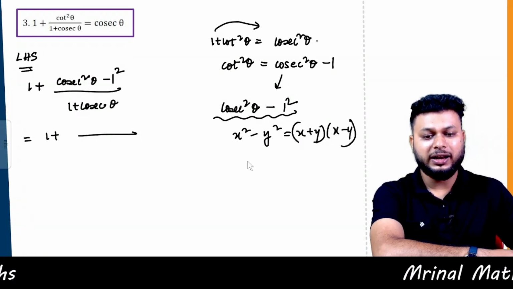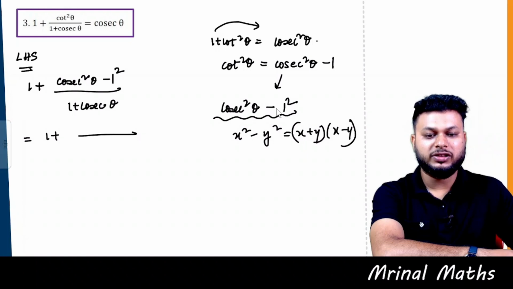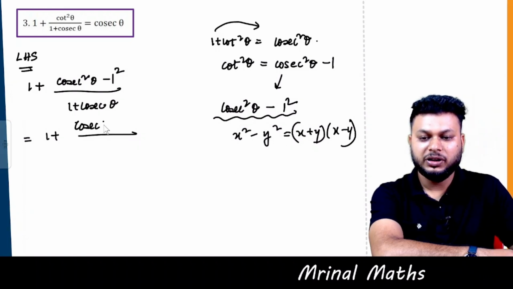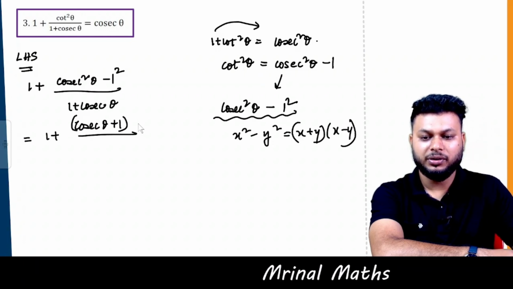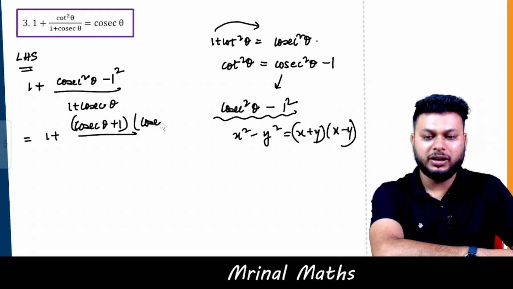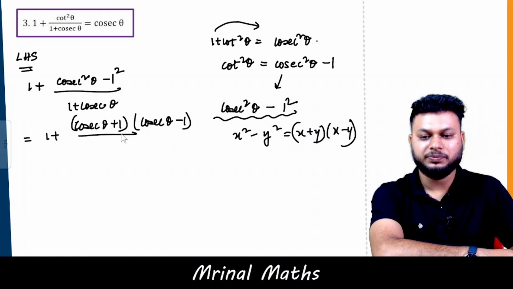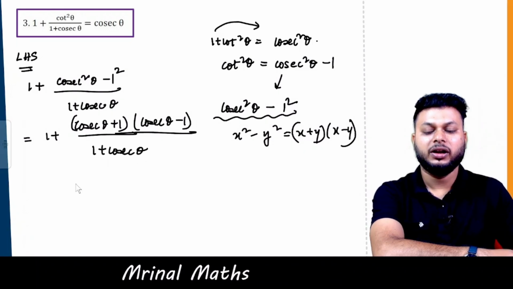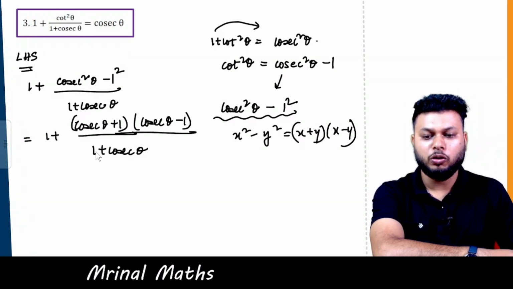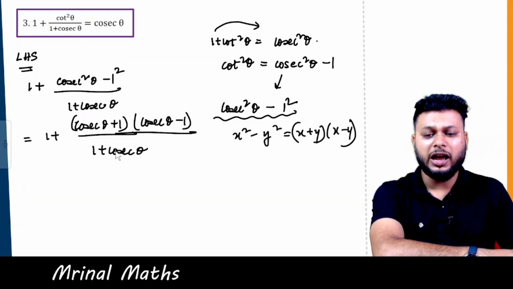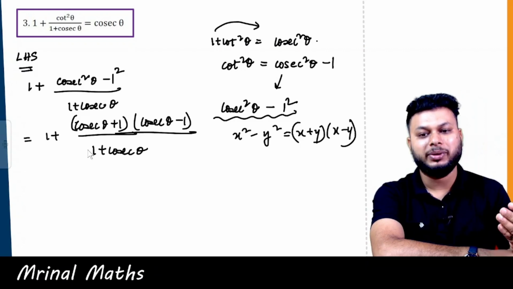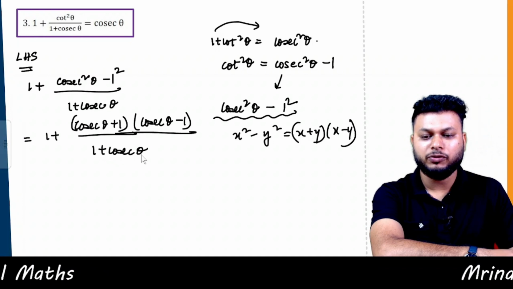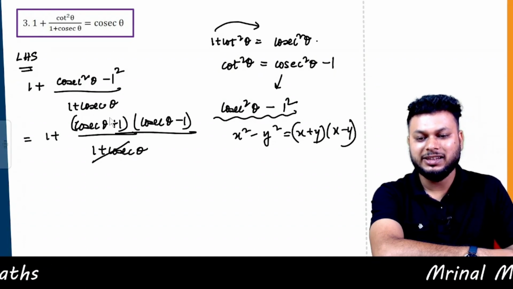So here we can write cosec square theta minus 1 square as cosec theta plus 1 into cosec theta minus 1, divided by 1 plus cosec theta. Now this is very important. 1 plus cosec theta and cosec theta plus 1 both remain the same. So here also you have cosec theta plus 1, here also you have cosec theta plus 1. We can cancel each other.